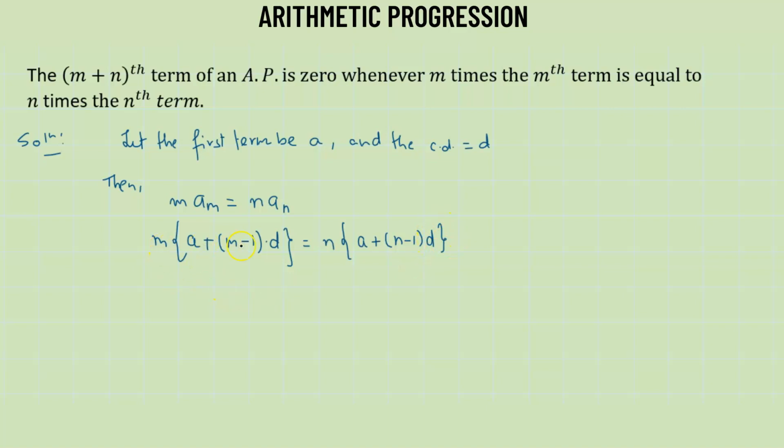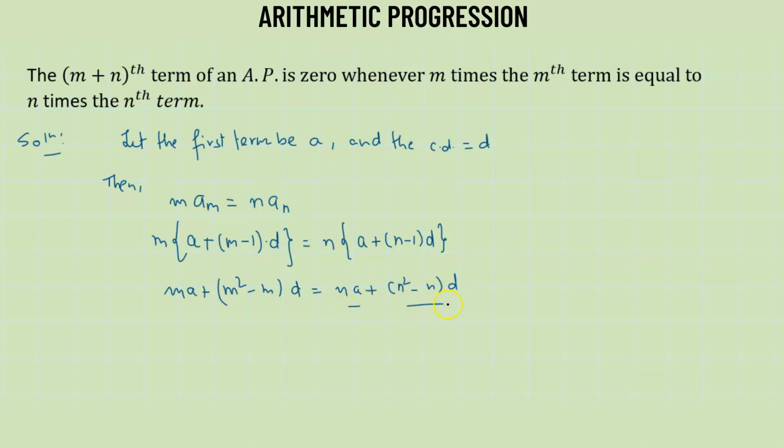So the nth term is the first term plus n minus 1 times the common difference d. So we'll multiply m with each of the terms within the parentheses. So we have m times a plus m times m minus 1, so that's m squared minus m times d. So that's equal to n times a plus n squared minus n times d.